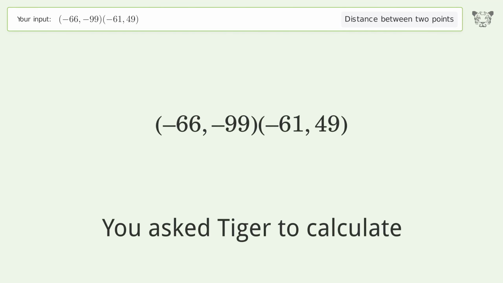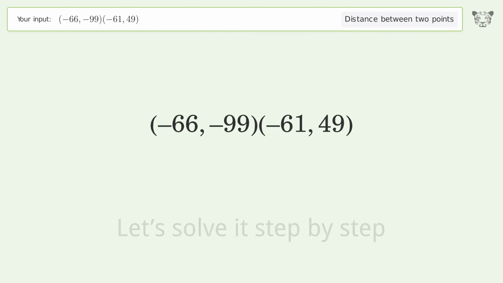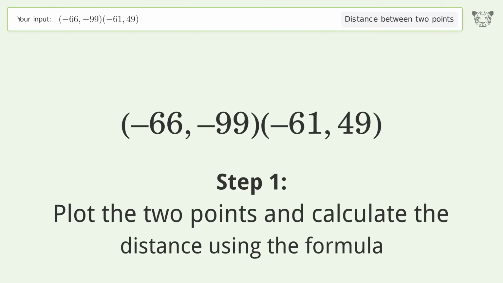You ask Tiger to calculate. This deals with the distance between 2 points. The distance between the 2 points is the square root of 21,929 or 148.084. Let's solve it step by step. Plot the 2 points and calculate the distance using the formula.